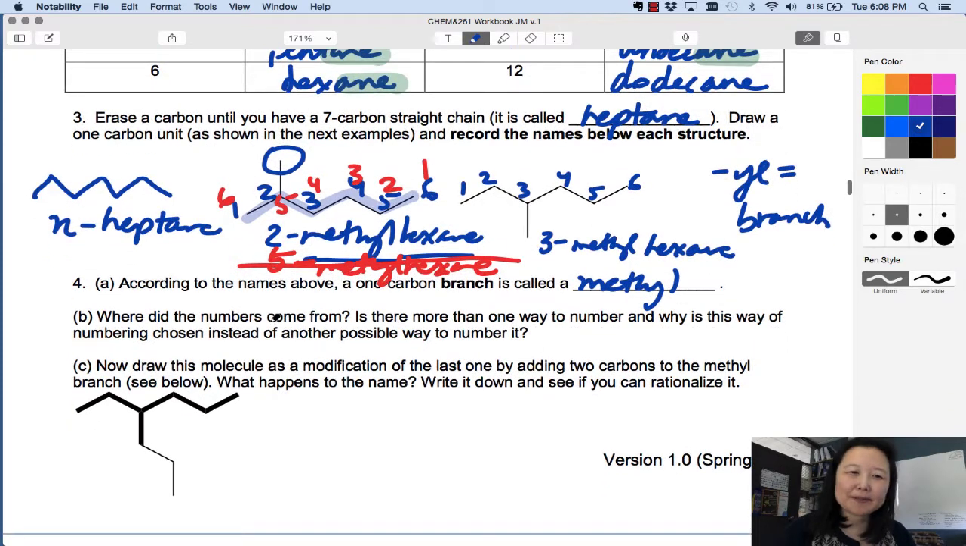The numbers came from numbering the parent chain. That's the longest continuous chain. There's more than one way to number, but we choose the numbering in the direction that gives us the lowest number for the branching point.